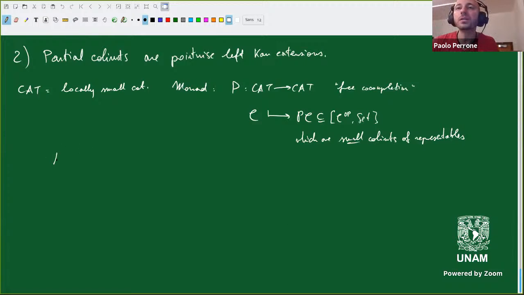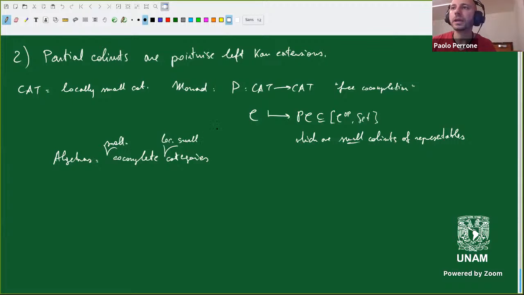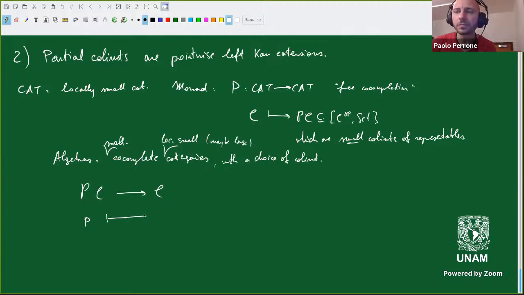Okay, and algebras are co-complete categories. I mean, small co-complete, so all small colimits, and the categories can be large but locally small. Okay, so not just posets. With a choice of colimit. How do the structure maps look? It's like a coend. You take a presheaf and you get this thing. It's a weighted colimit.